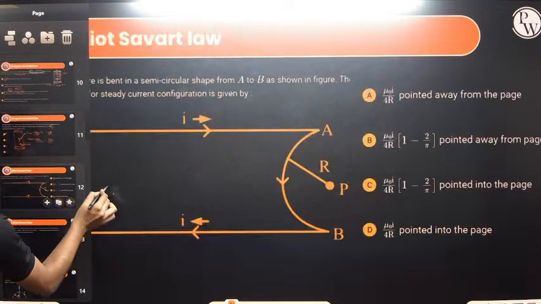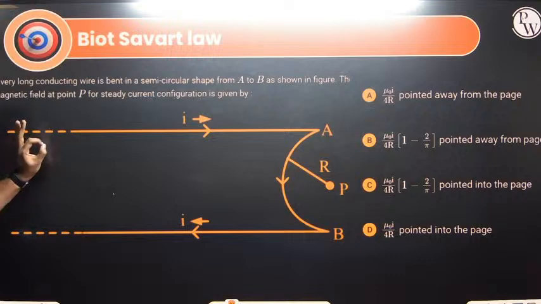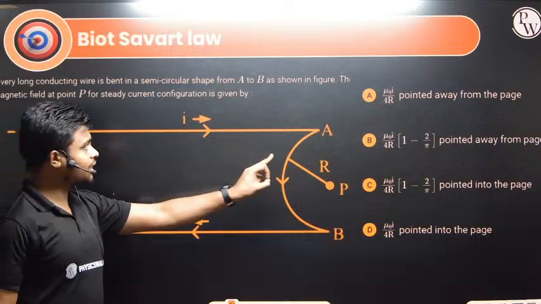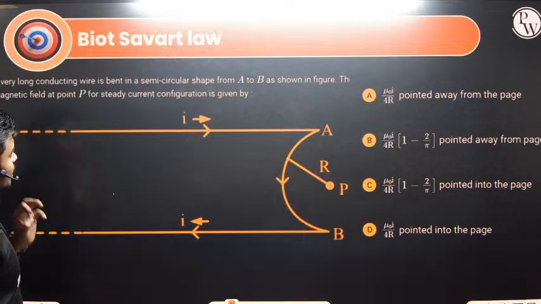So let's see some more problems. Ampere's law we got. Next we have the Biot-Savart law, some more problems from it. A very long conducting wire is bent in the semicircular shape from A to B as shown in the figure. The magnetic field at point P for steady current configuration is given by.